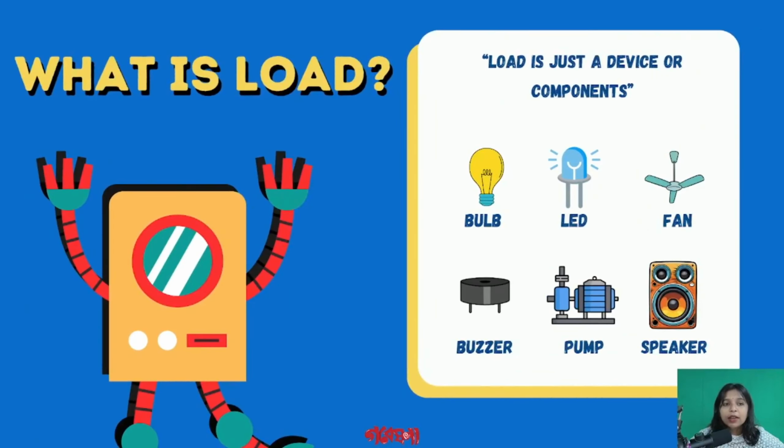What is a load? A load is a device or component that consumes electricity to perform some work. Examples include bulb produces light, buzzer produces sound, pump moves water, speaker makes audio, LED lights up and glows, a fan spins. So in our project, the buzzer will act as a load. It will ring to alert us when the sensor detects the child.